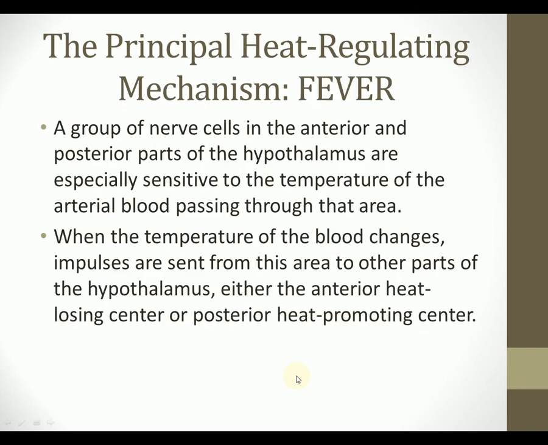Of course, we know when we're getting ready to talk about infection, hand washing is our #1 agent to help us with that. We know that fever is also a good thing, and we know that there's a heat regulating mechanism, and it's in the anterior and posterior parts of the hypothalamus. And both of those are very sensitive to temperature that's passing through that area, so that they will know, if it's warm, then you need to break that back down. That you need to stimulate the anterior part, which is the heat losing center. Or it may be that you need to stimulate the posterior part, which is the heat promoting center.